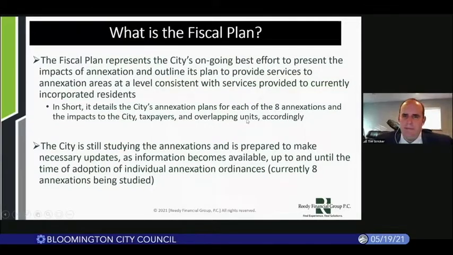So what is the fiscal plan? Really, the fiscal plan is the city's best foot forward. It's the ongoing effort to present the impacts of the annexation in the best possible way it can with the facts it has as the information becomes available. There are really 3 main questions or principles that go into the fiscal plan. What are the current services that we're providing to residents that are already incorporated with the city? What do we need to do or have to extend those services in a manner consistent with the services that are already being provided to the annexed areas? And what are the impacts to overlapping units, the city, and taxpayers for doing so?